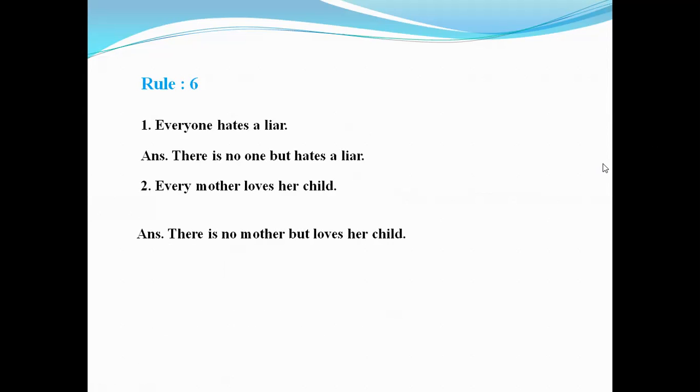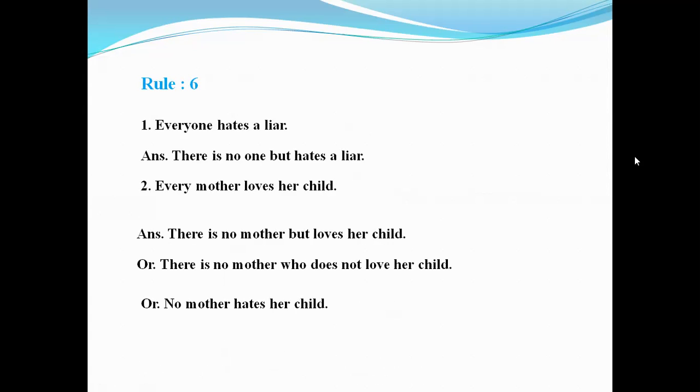You can transform it in another way like this: There is no mother who doesn't love her child. Or you can use the opposite word of "love", which is "hate", and use "no" before "mother" instead of "every". So the answer will be: No mother hates her child. So the answers of the sentence "Every mother loves her child" are three. One: There is no mother but loves her child. Number two: There is no mother who doesn't love her child. Number three: No mother hates her child. Very interesting, isn't it?